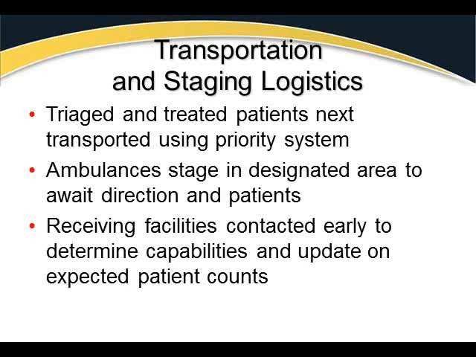So, transportation and staging logistics. Triaged and treated patients: once they've been triaged, they're moved to an area with all their like-colored peers. So all the reds are in one area, all the yellows in one area, all the greens in one area, and that lets you know where to give the resources. Obviously, all the blacks are in an area, usually away from everybody else because that's the deceased.